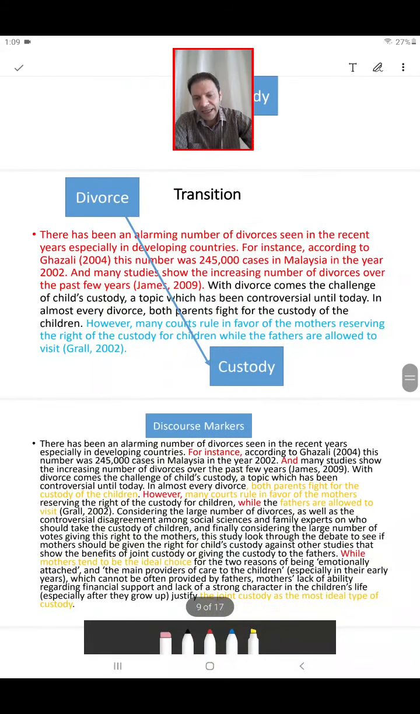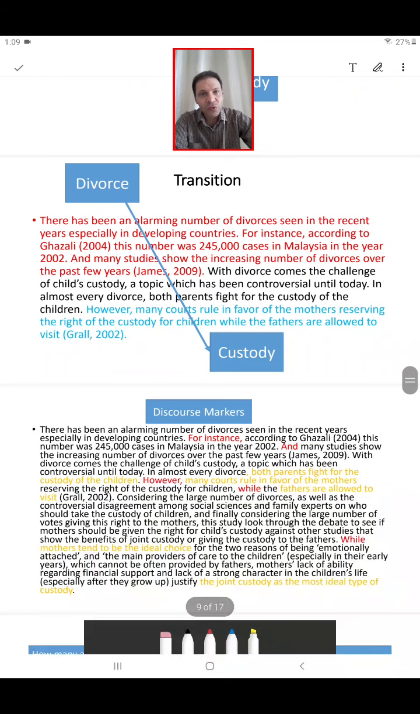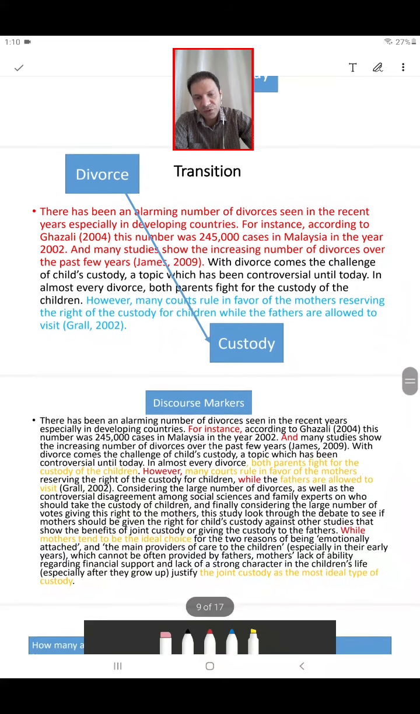Another thing that is very important is discourse markers. Discourse markers are like signals. When you use discourse markers, you tell your reader what you are going to do next. If I want to turn right or left when I drive, I use a signal. Then the drivers behind me know I want to turn right or left. The same thing happens with discourse markers.